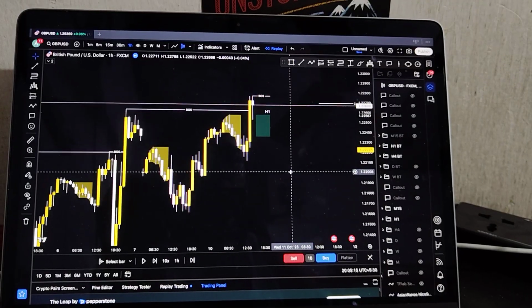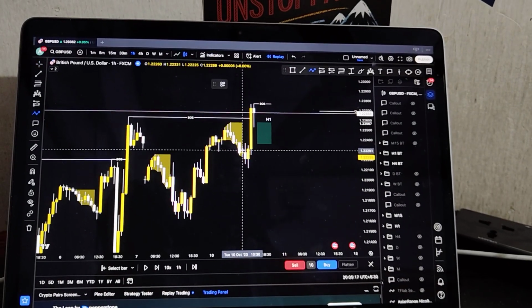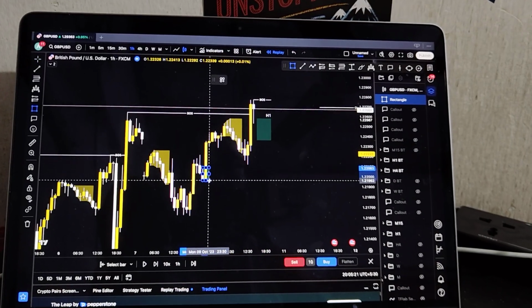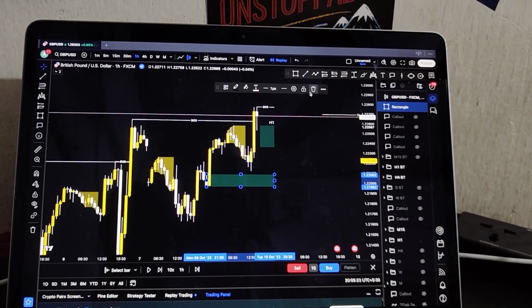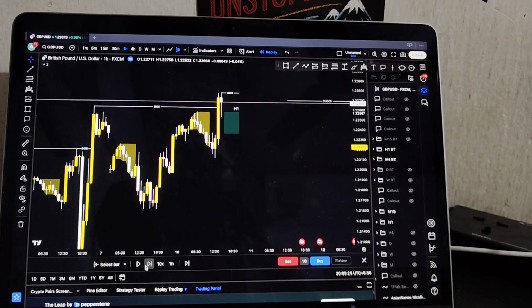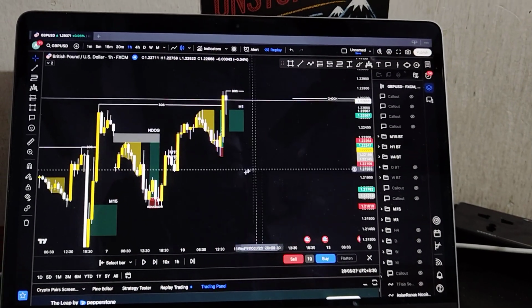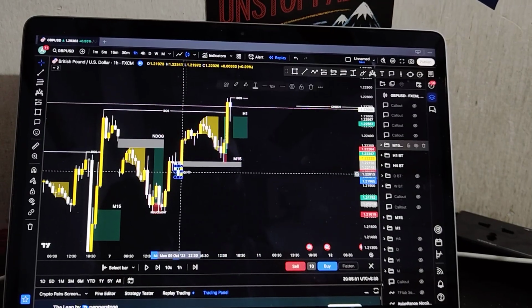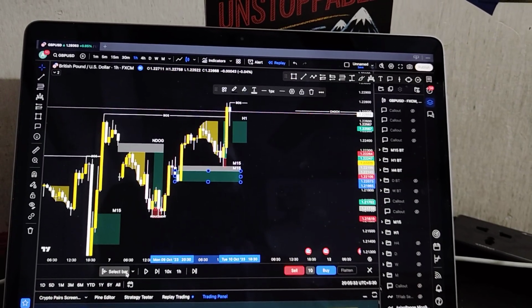So basically what I was doing was I was looking for buys from somewhere around here. I remember I was looking for buys from somewhere around here on Tuesday. Yep, I was looking for buys from this area. Okay, also there was a fair value gap. Now let me show you exactly why I took this trade.